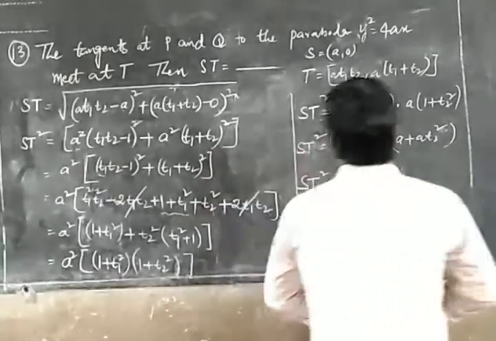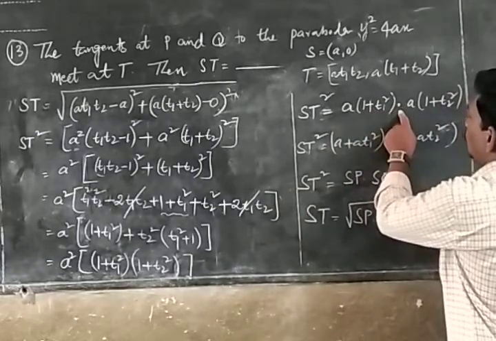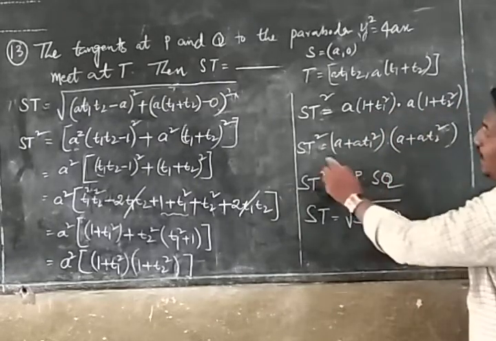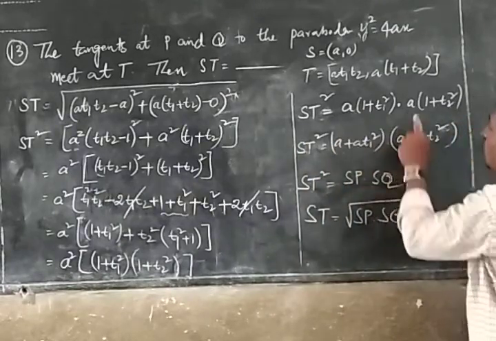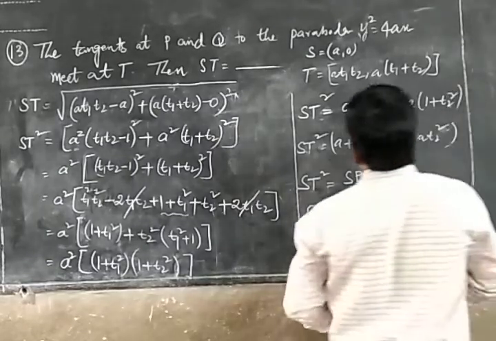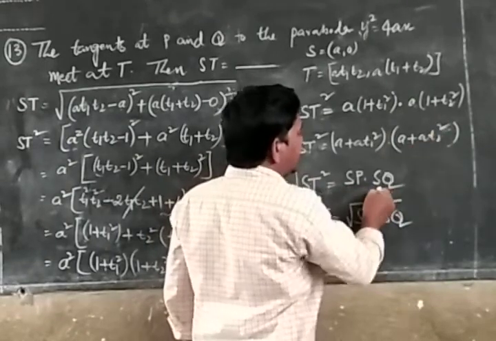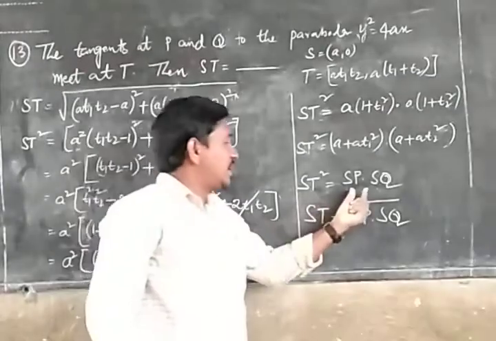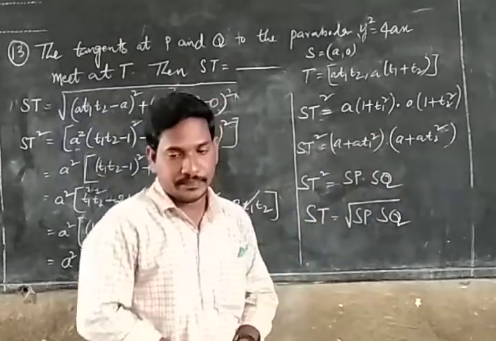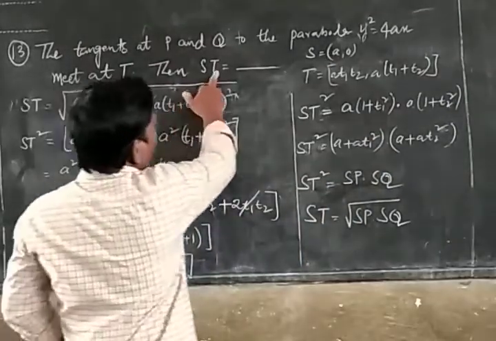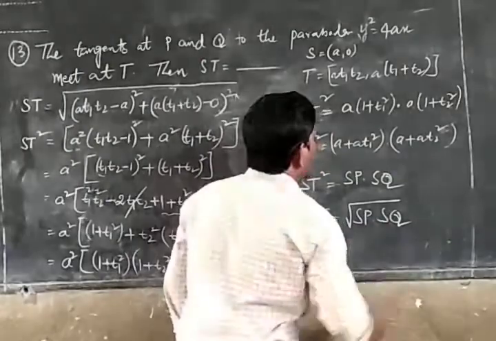Now ST square equal to a into (1 plus t1 square) into a into (1 plus t2 square). ST square equal to (a plus a t1 square) into (a plus a t2 square). Now a plus a t1 square means SP, a plus a t2 square means SQ. I will give the clarification why a plus a t1 square becomes SP. Then ST equal to root of SP into SQ.